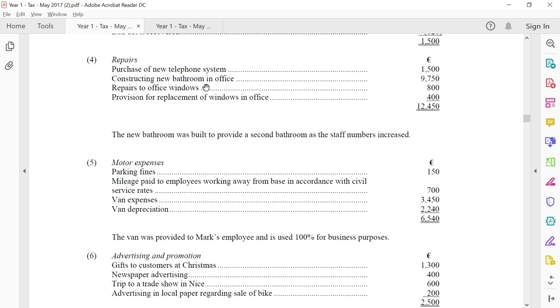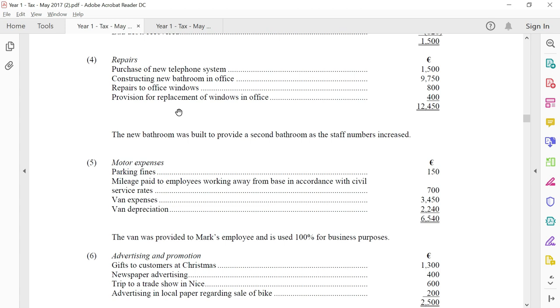Constructing a new bathroom in the office, again, capital expenditure. I know it's probably for business, but it's capital expenditure. Repairs to the office window, I have no issue with that. It's restoring it to its original condition. So for example, if it was a double glazed window, and I'm restoring it to a double glazed window, that's no problem. However, if I decided to put in a triple glazed window, well, I would have an issue with that, because that wouldn't be a repair, that would be an enhancement, enhancing the value. But it's not. It's going to be repairs. It's fully allowed.